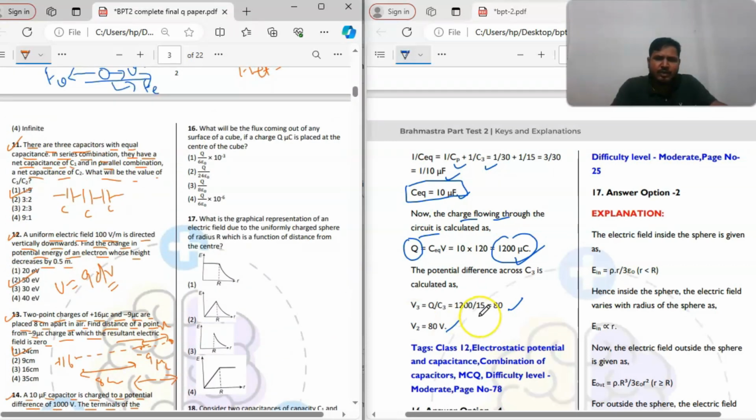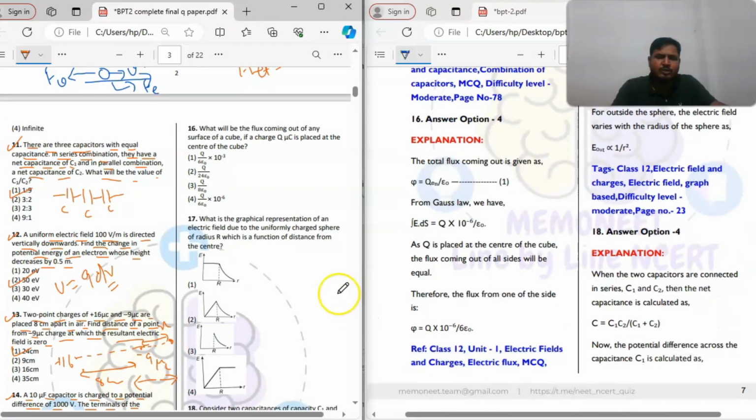Now we will move to the next question. The question is, what will be the flux coming out of any surface of a cube if a charge Q microcoulomb is placed at the center of the cube? So what is the question? Question is like that. This is our one cube here.